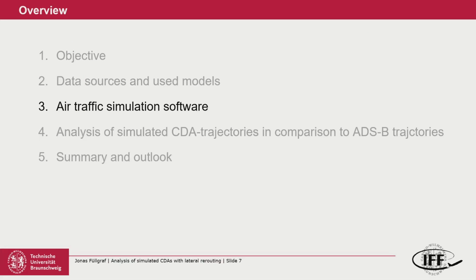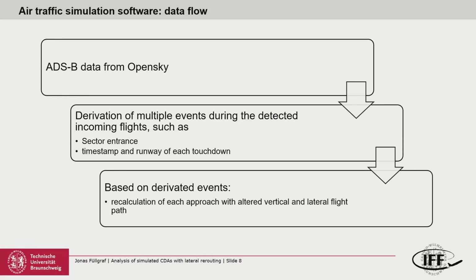Now I would like to show you the data flow of the used air traffic simulation software. First of all, the raw ADS-B data from the OpenSky network is downloaded. After that, a derivation of multiple events during a detected incoming flight, such as sector entrance and the timestamp and runway of each touchdown, is possible. Based on these derived events, a recalculation of each approach, beginning at the sector entrance point, with manipulated vertical and lateral flight path is carried out.